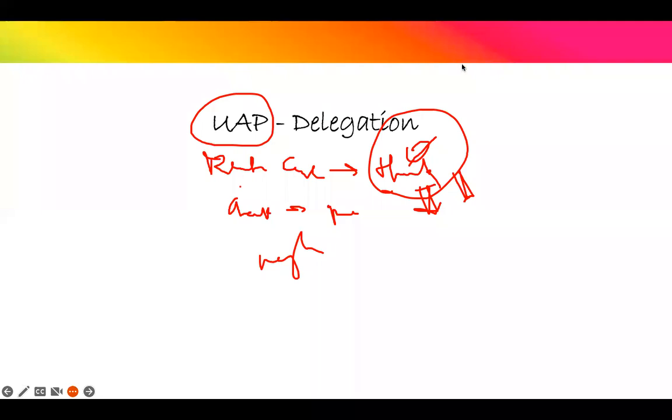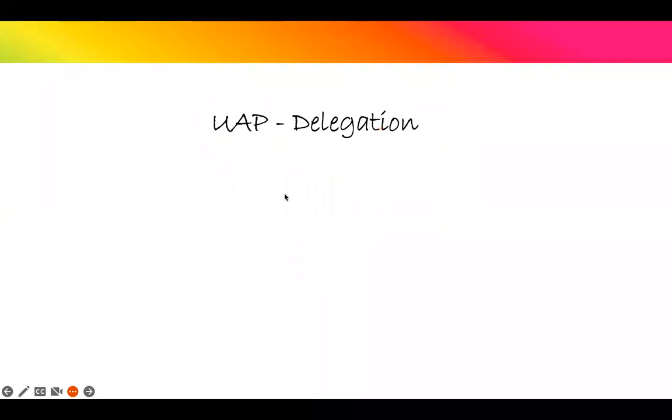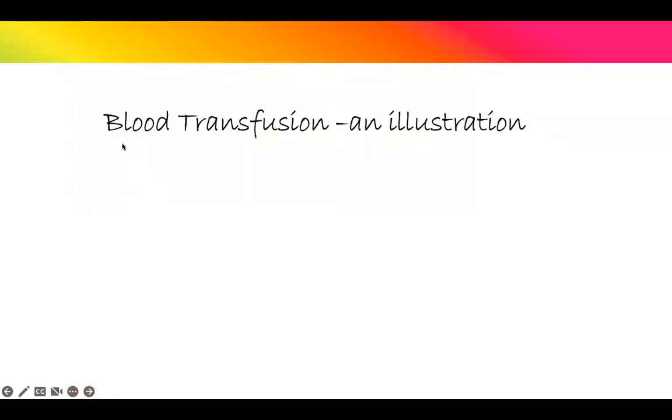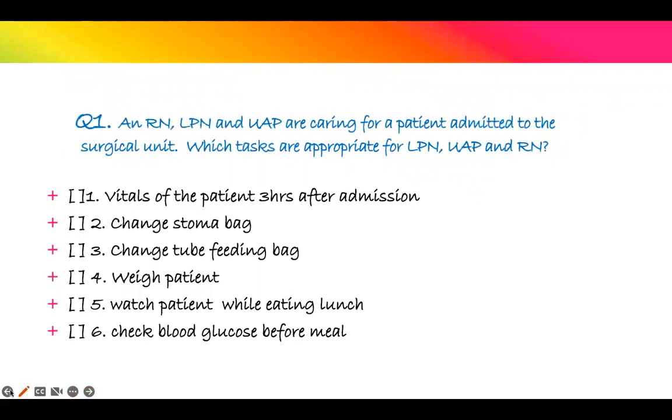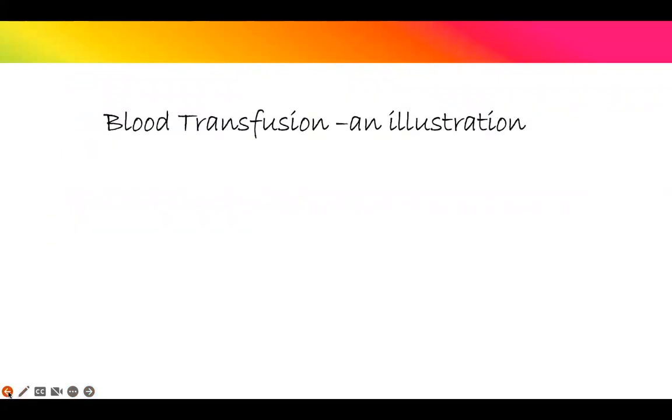So I'll use the question and then we can answer all of them and you see how we can apply them. I'm using blood transfusion as an example so that you can see it. Usually when you want to transfuse blood, you need the blood. So the UAP can go and get the blood from the blood bank.